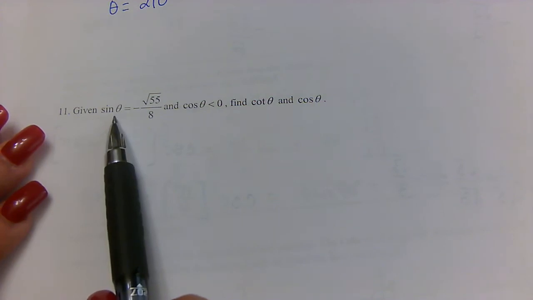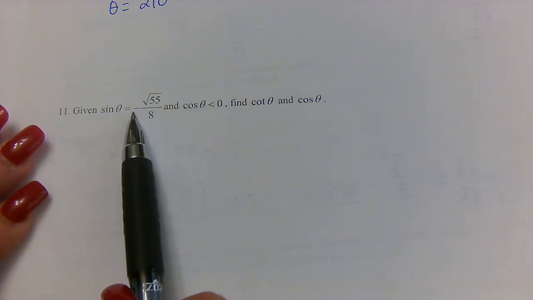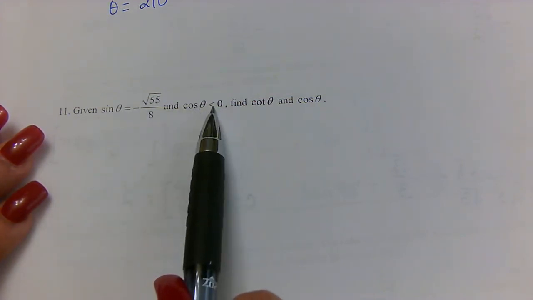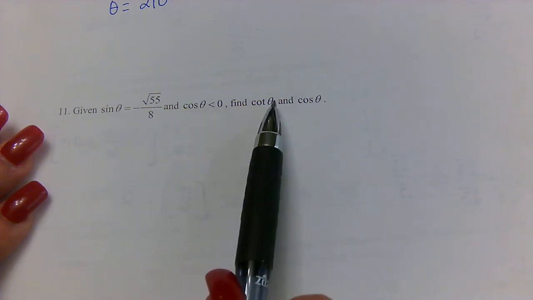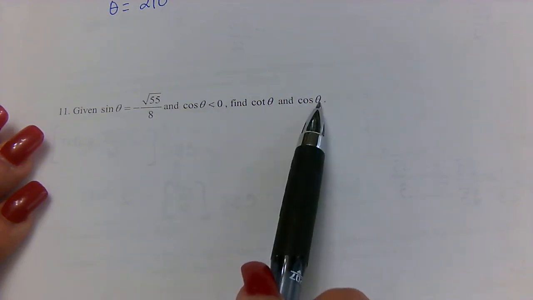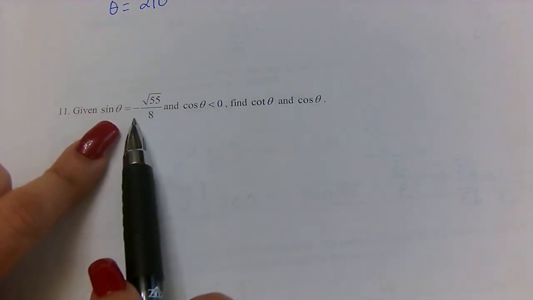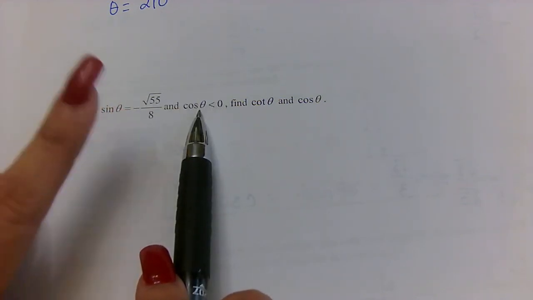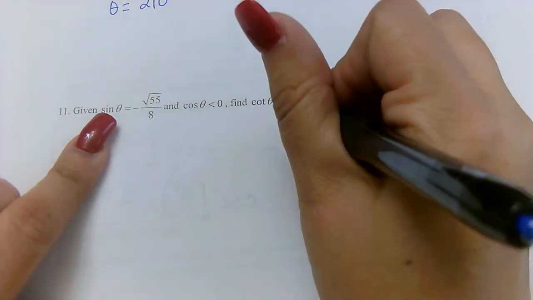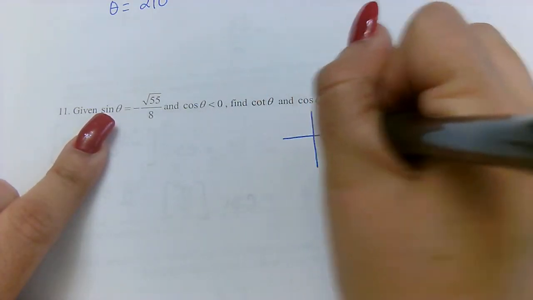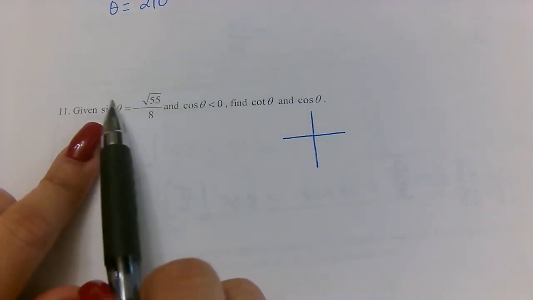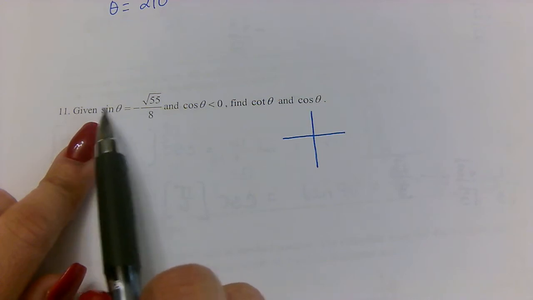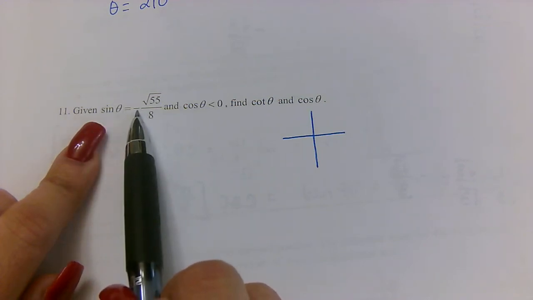Here it says given sine is negative and cosine is negative, we're going to find cotangent and cosine. So let's look at one thing at a time, because you're going to have a lot of problems like this on your homework. In which two quadrants is sine negative? Well, if you remember, sine is the same thing as y, and y has to be negative.